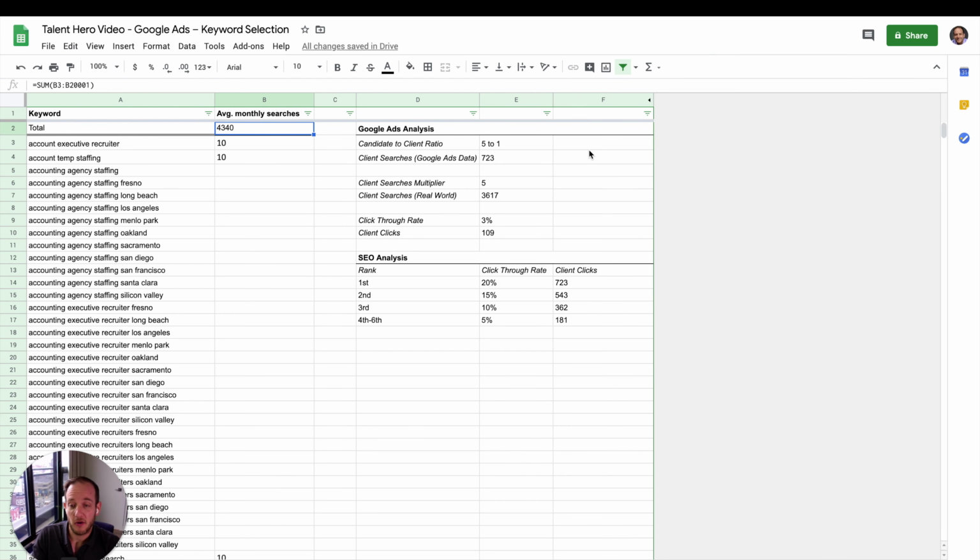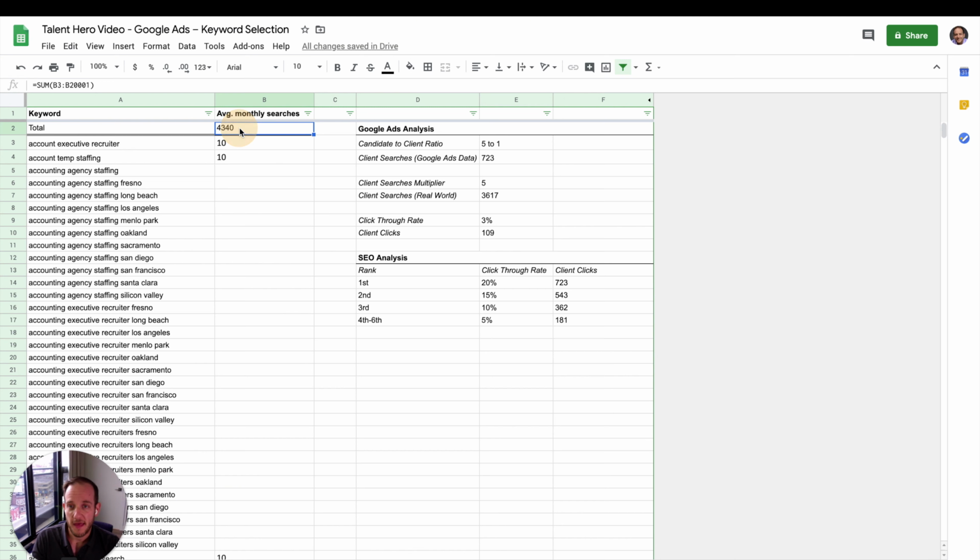How many people are actually searching? Basically, what we know from this initial exercise is we definitely have enough people in our target market who are looking for recruiters to run an effective campaign. And let's think about how we break these numbers down a little bit further, because there's a little bit more to it than what you might see.